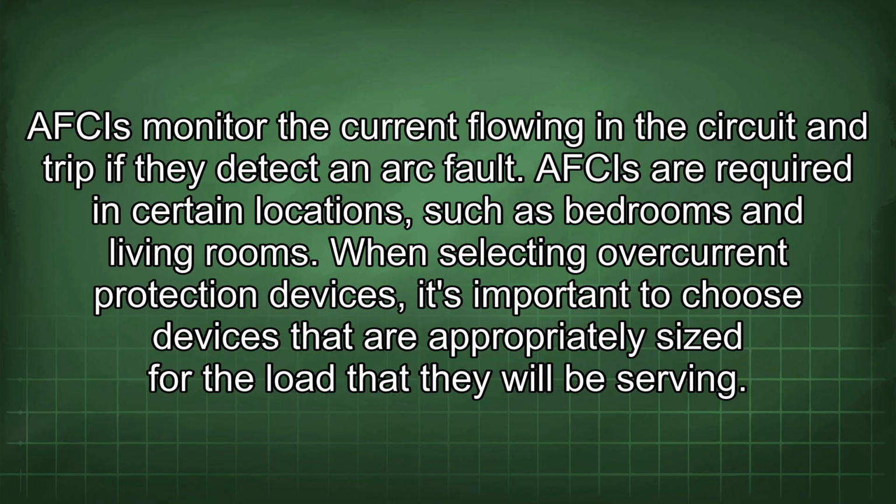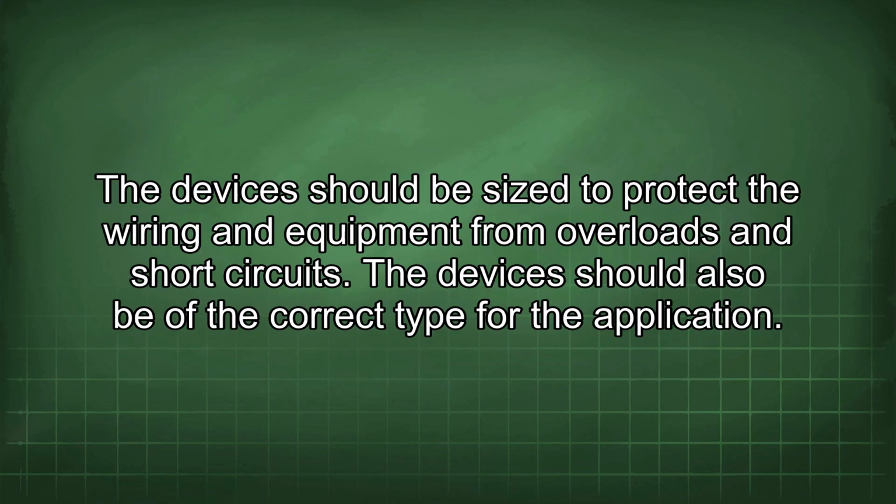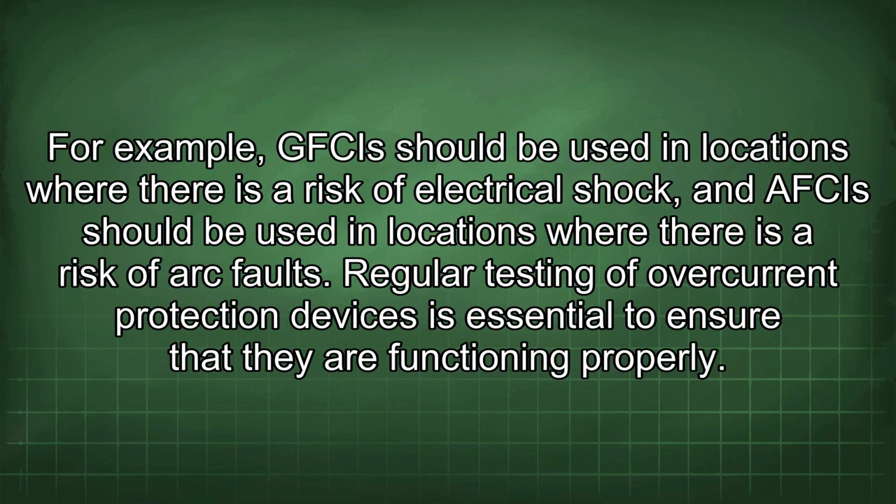When selecting overcurrent protection devices, it's important to choose devices that are appropriately sized for the load that they will be serving. The devices should be sized to protect the wiring and equipment from overloads and short circuits. The devices should also be of the correct type for the application. For example, GFCIs should be used in locations where there is a risk of electrical shock, and AFCIs should be used in locations where there is a risk of arc faults.